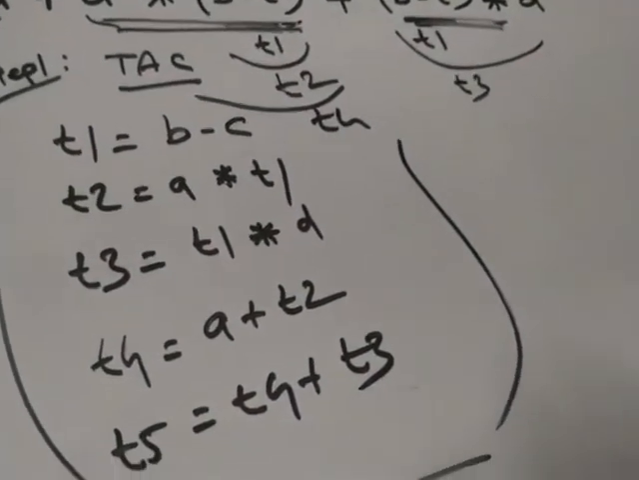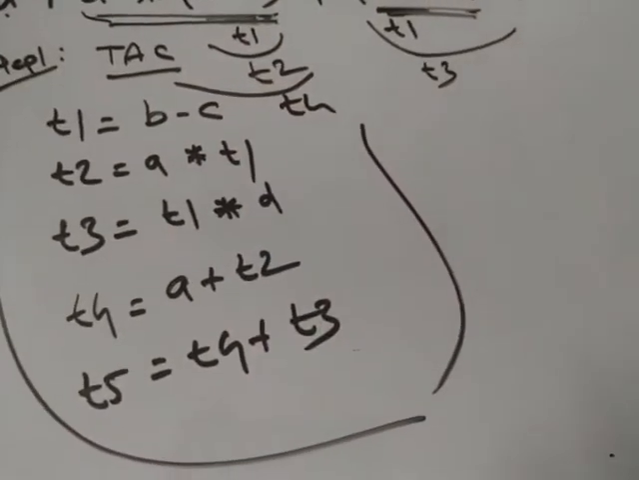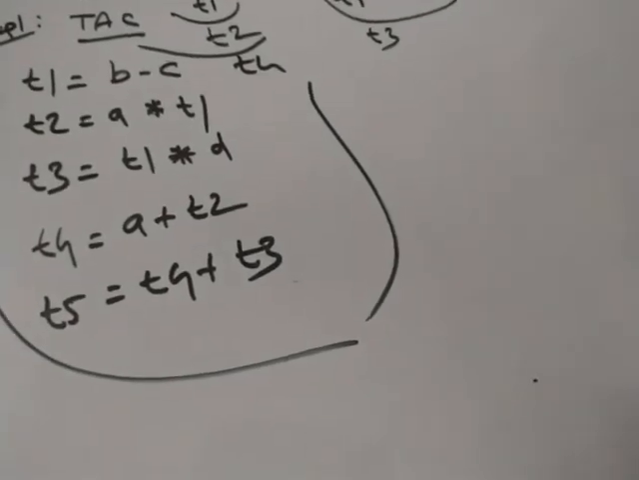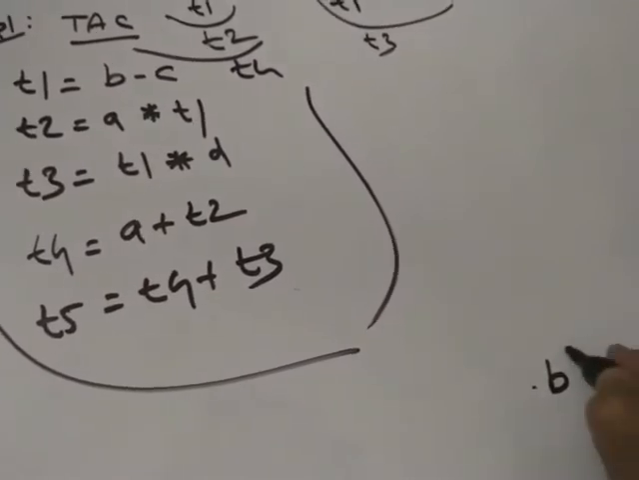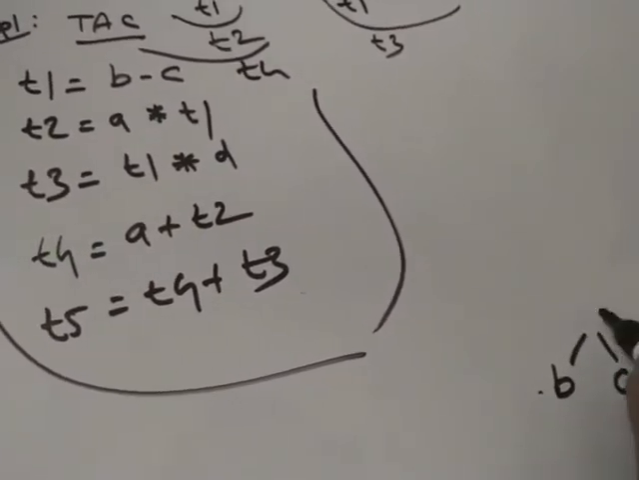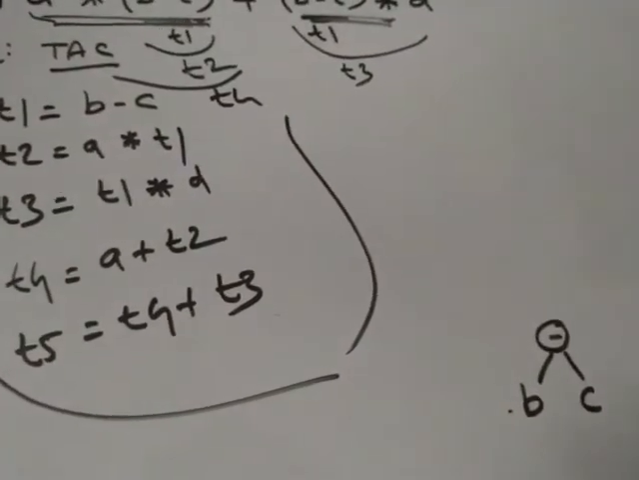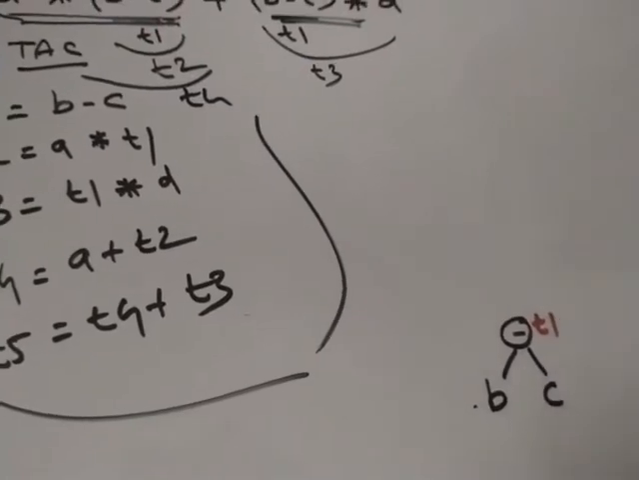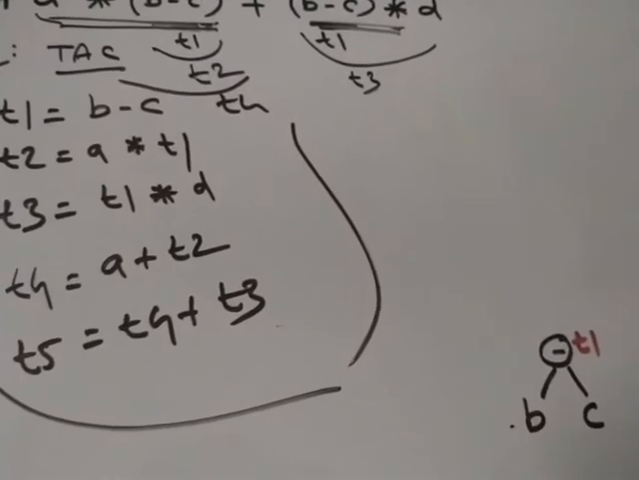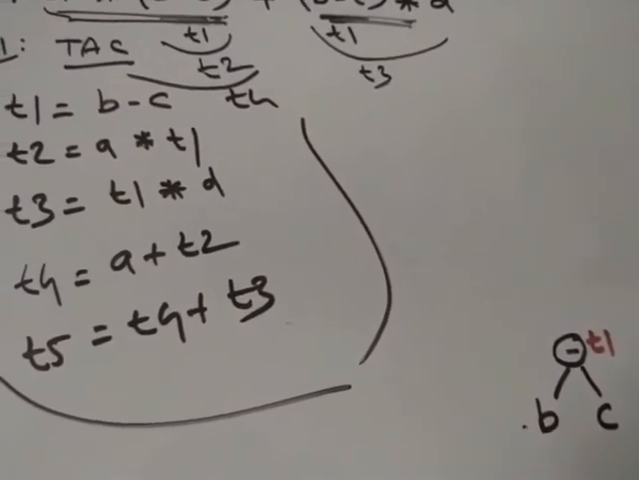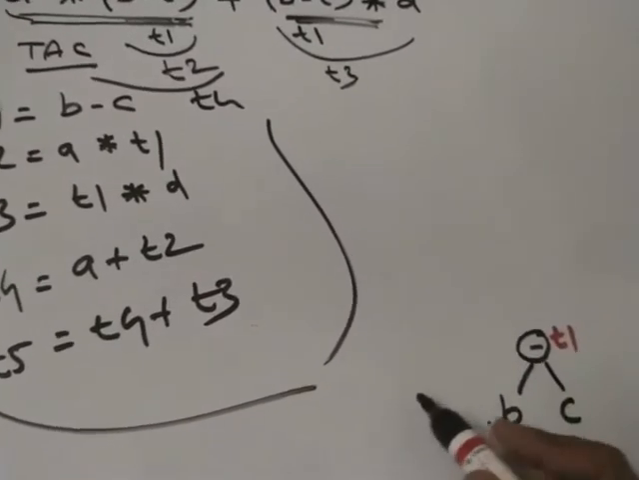Next we will see how to draw the DAG. Now just put all these three address codes into the directed acyclic graph. Just see how we can do this. Simply start with T1, that is B and C, both connected by the minus operator. You can name this node T1. Next is A into T1, which creates T2. So this T1 and A we will combine.